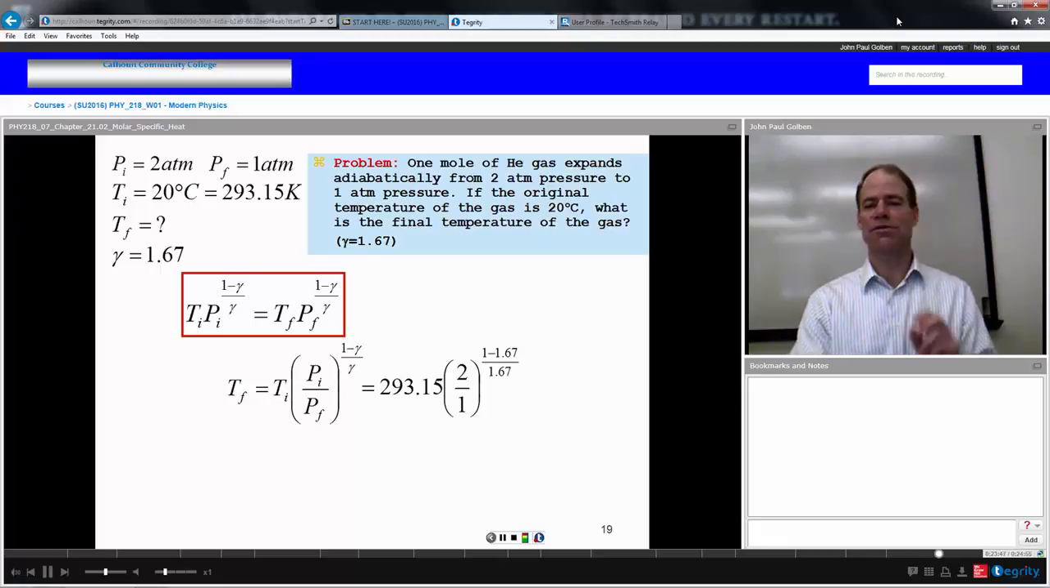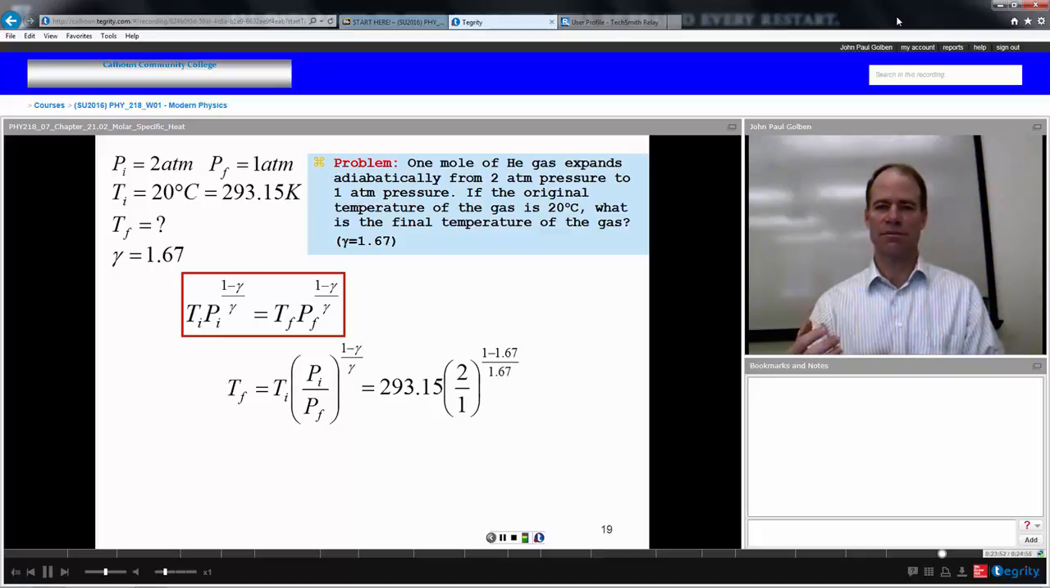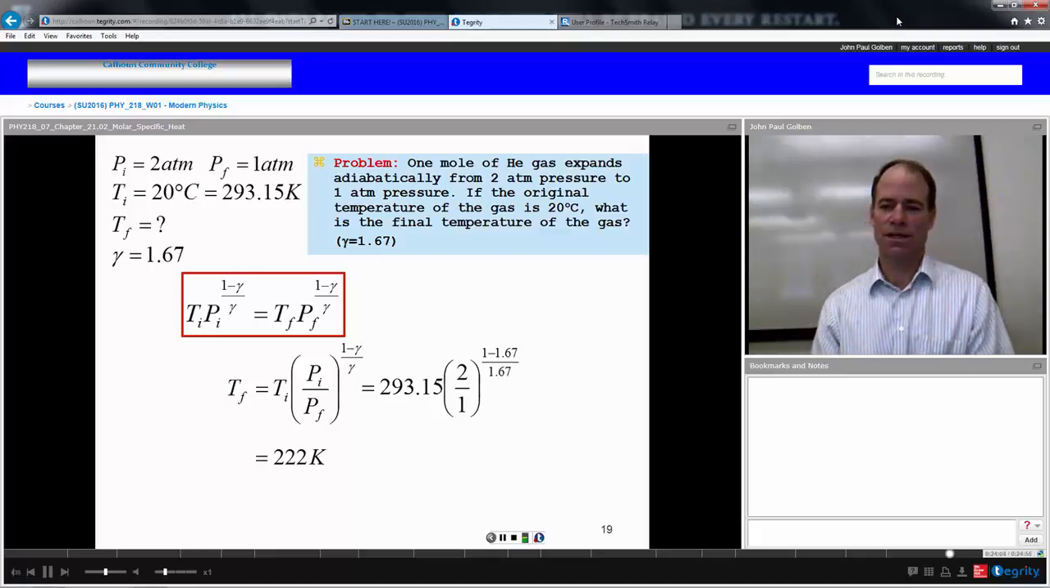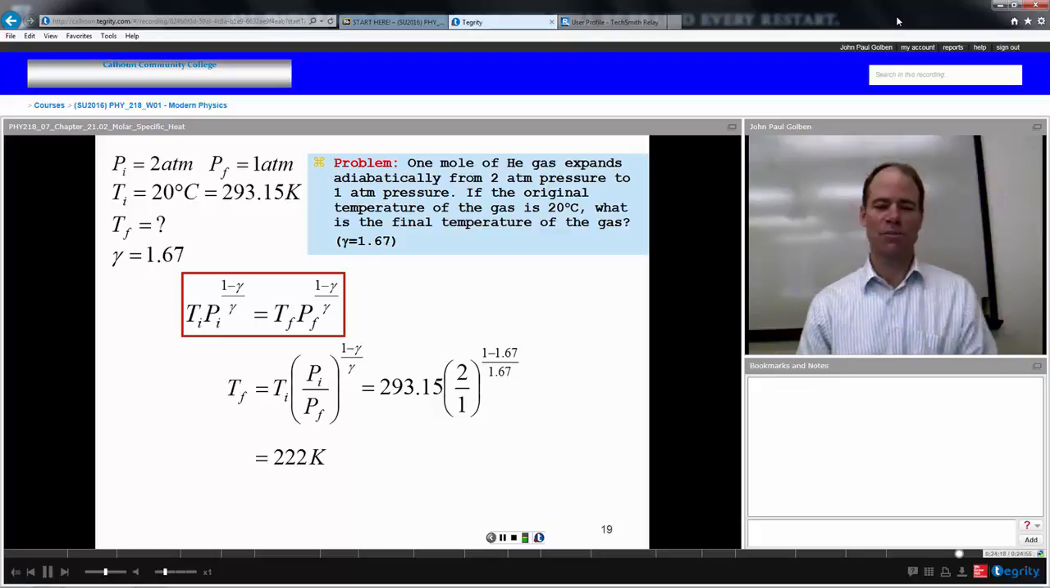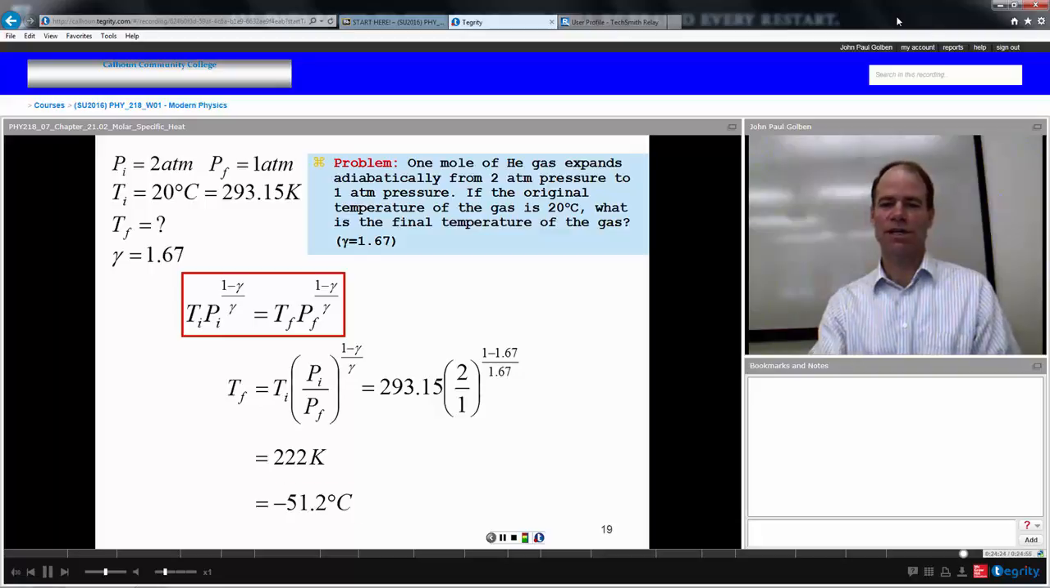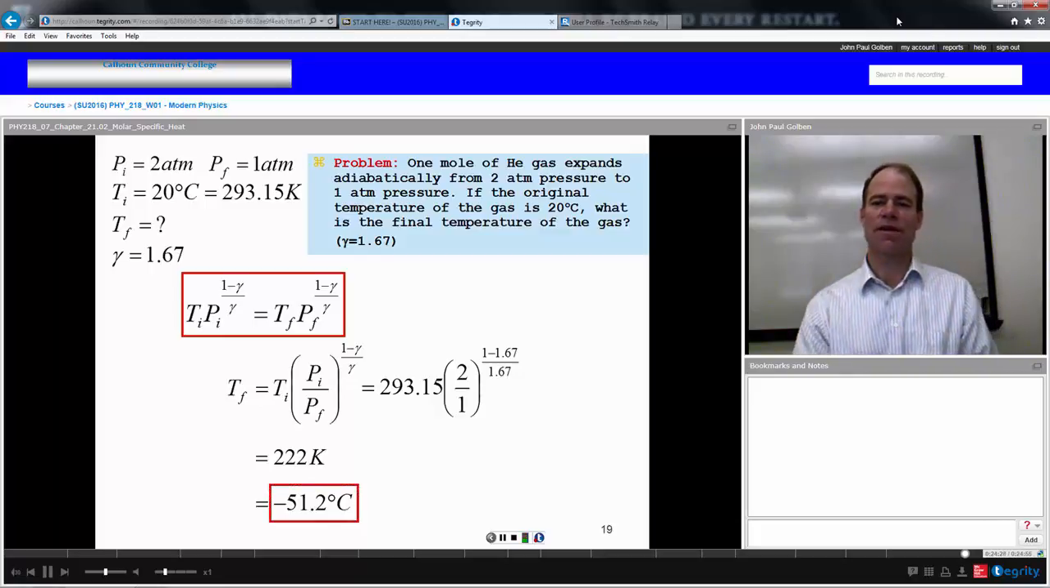Initial pressure was 2, final pressure is 1. Atmospheres cancel out, so it doesn't really matter what our units were if they're the same. 2 over 1, to the power of (1 minus 1.67) divided by 1.67. So that's 293.15 times 2 to the negative 0.67 over 1.67, whatever that is. If you do that on the calculator, it's going to give us 222 Kelvin, which we can convert back to Celsius. Subtract 273.15 from that, and we get negative 51.2 degrees Celsius. So that will be the final temperature of our gas.